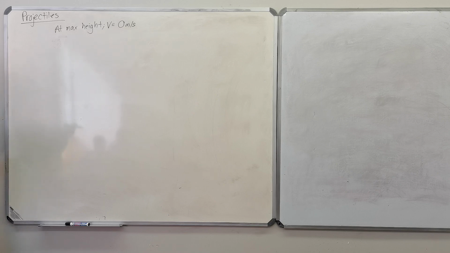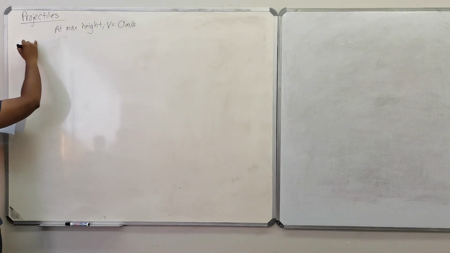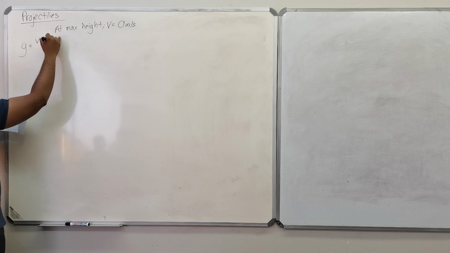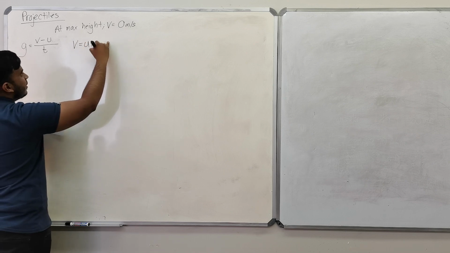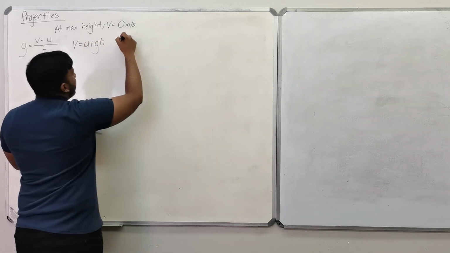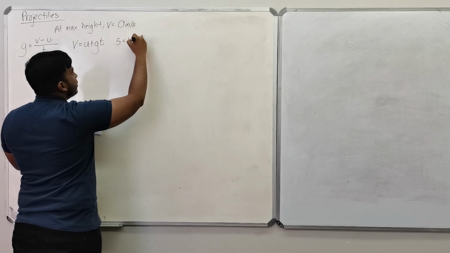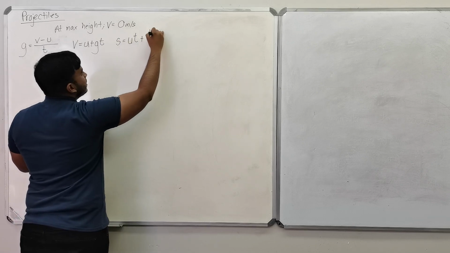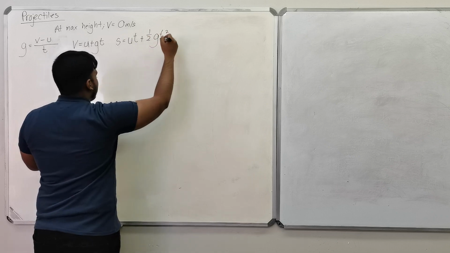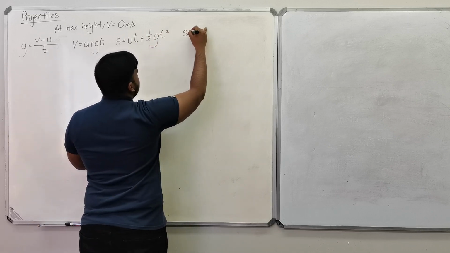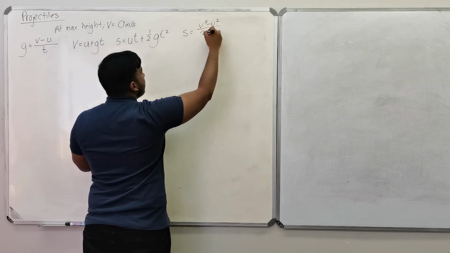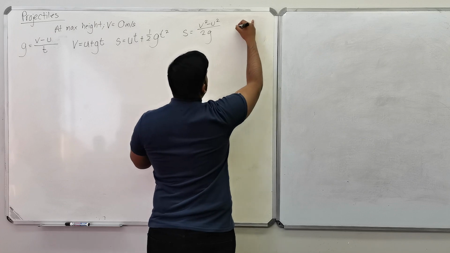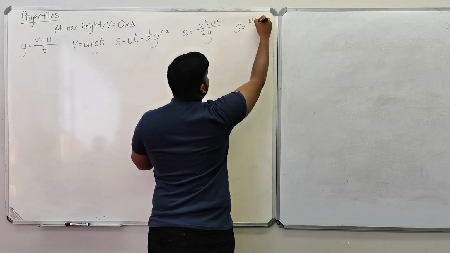Okay, so these are the formulas you use. Gravity is equal to velocity minus initial velocity all over time. Velocity is equal to initial velocity plus gravity times time. Displacement is equal to initial velocity times time plus half gravity times time squared. Displacement is equal to velocity squared minus initial velocity squared all over two times gravity.